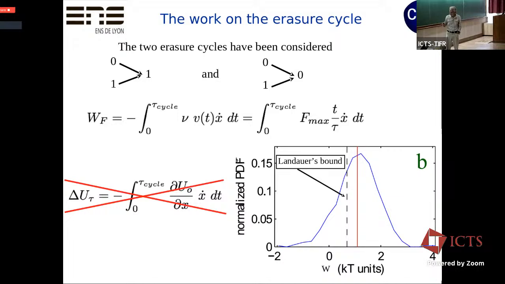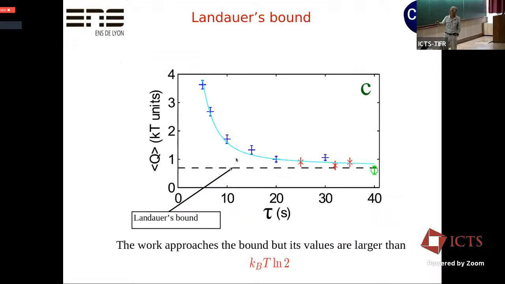And now what I plot are the mean values as a function of the time in which I did the protocol, namely in which I moved the cell and applied the ramp, the force ramp that is here. And this is what is happening.